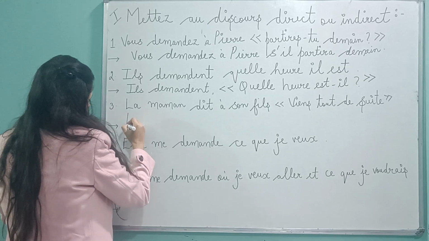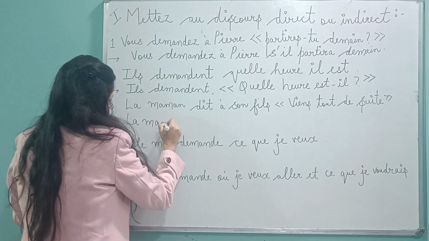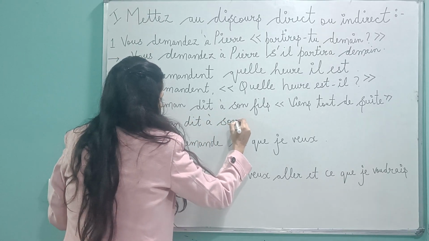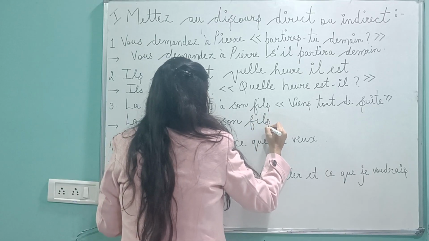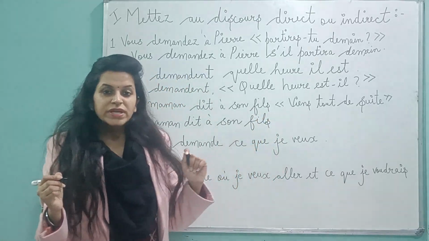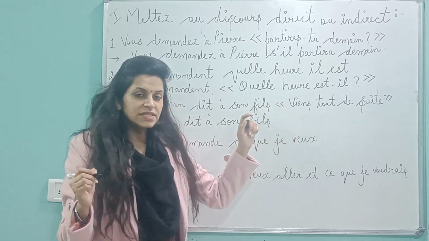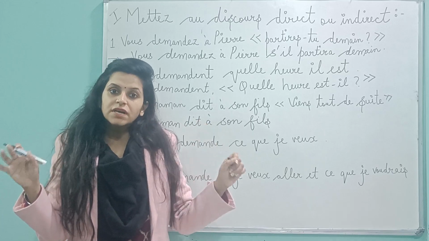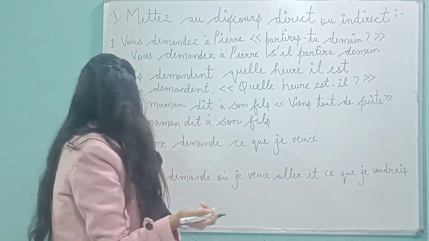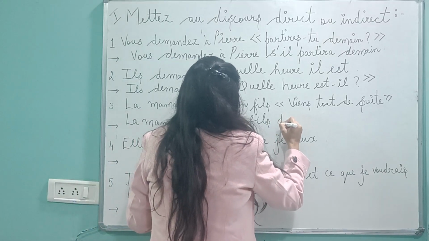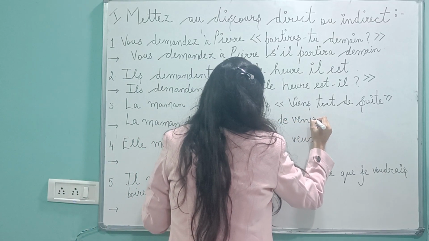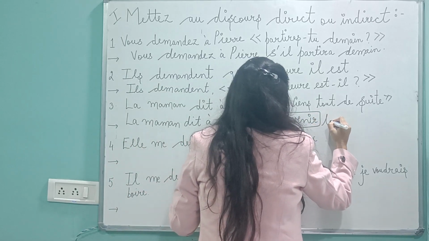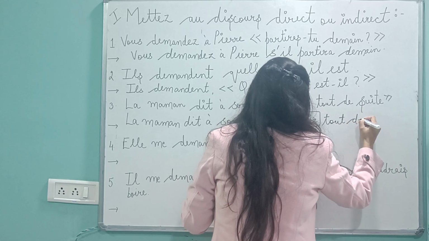Third part. La maman dit à son fils. Now let's see, when the bracket is opening, which kind of sentence is it? You can see that it is which tense? Imperative. And for imperative, we join it with which construction? De plus infinitive. La maman dit à son fils de venir. This is how you join. To come immediately. Tout de suite.